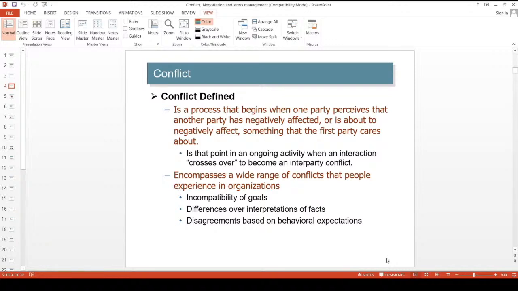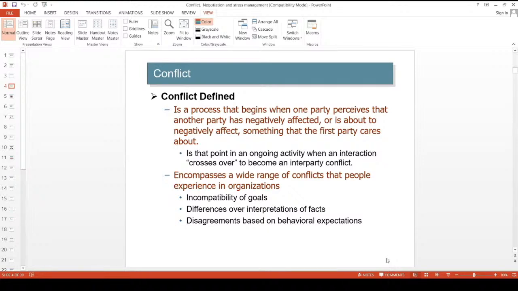Is there a point in ongoing activity when an interaction crosses over to become an inter-party conflict? Whenever two parties or two groups interact with each other, a situation comes when their interaction crosses a certain point, after which the conflict between those parties starts. They are not going to agree on a particular agenda or point, and they perceive that the other party will be negatively affected by the first party's point of view. This is a situation which is termed as conflict, when we can say that conflict has occurred between the two different parties.